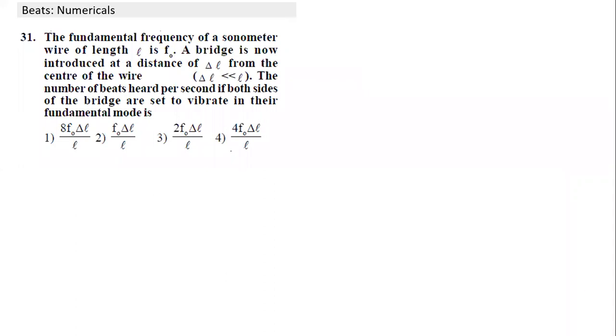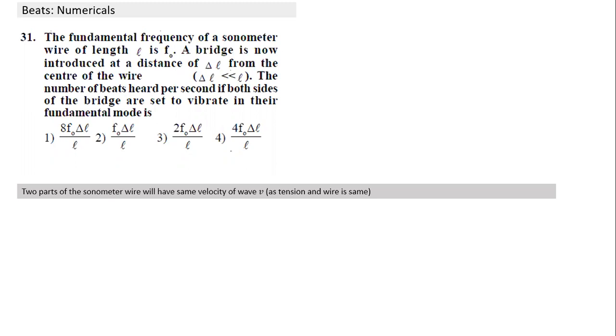Let's look at this question here. The fundamental frequency of a sonometer wire of length L is F naught. Let's understand a little bit of sonometer. A bridge is now introduced at a distance delta L from the center of the wire. What is the number of beats heard per second if both sides of the bridge are set to vibrate in the fundamental mode? So let's first draw a figure of what is happening here. What is a sonometer wire? A sonometer wire is nothing but a guitar string. This is a string fixed at both ends.